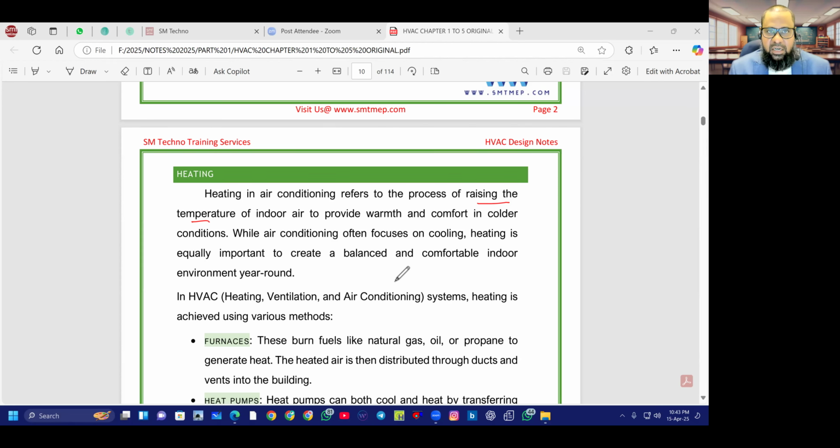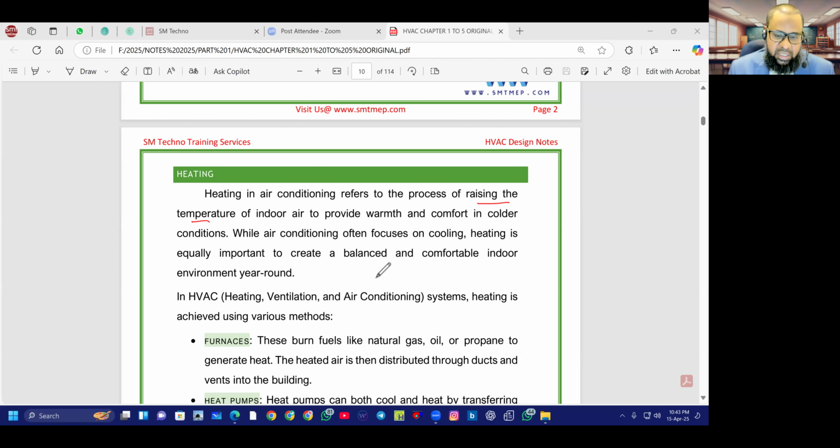For example, if we are considering the standard temperature as, say, 72-degree Fahrenheit in winter, and the outside temperature is say 65-degree Fahrenheit, in that case we need to increase the temperature of the space, because if the outside temperature is less and the inside temperature is more, heat will be lost. So heat will be lost from inside to outside. So to maintain that, we need to increase the temperature. Anyhow, that we'll discuss in detail at the time of load calculation, the entire concept.